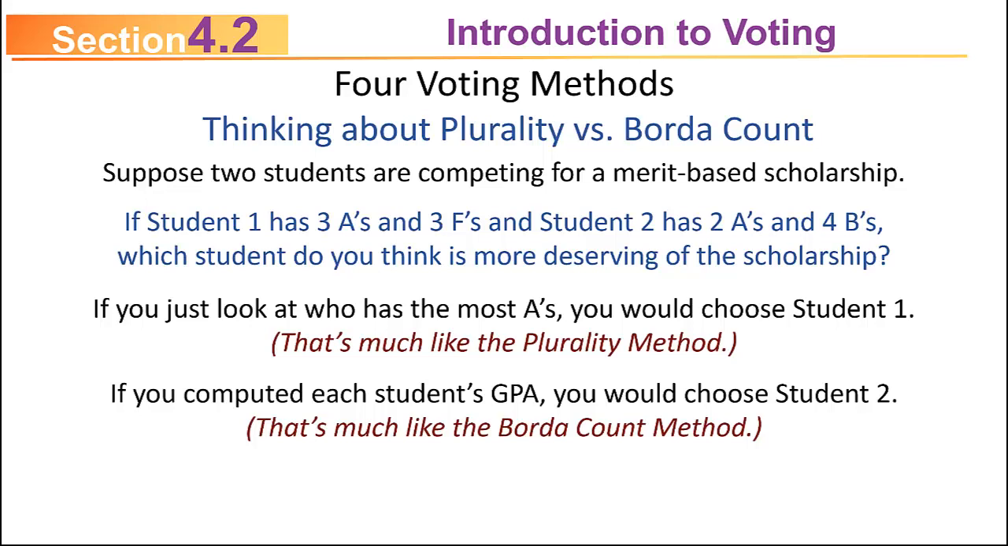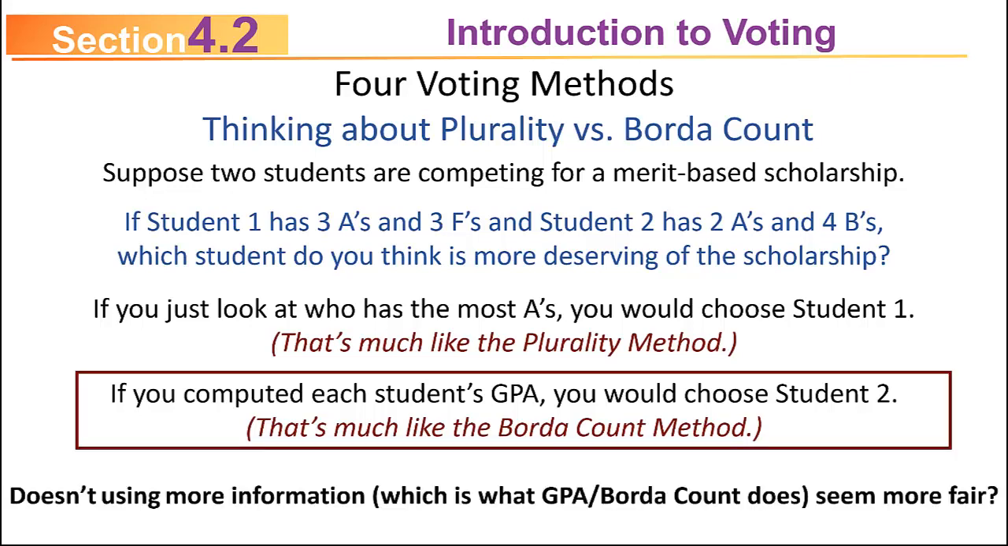So as you're going through these and comparing them and thinking about how they work, the plurality method only considers the top level, the first preference. The Borda Count, though, blends them all in. And you got to think, which is a better way to do it? It seems to me that using more information, which is what Borda Count and calculating the whole GPA does, is a little bit more fair than just looking at how many A's someone has. Again, fairness is in the eye of the beholder, but I think most people would agree with that, actually.